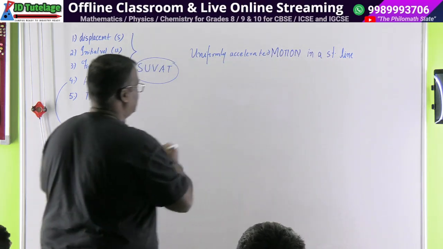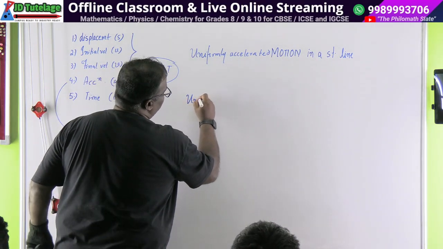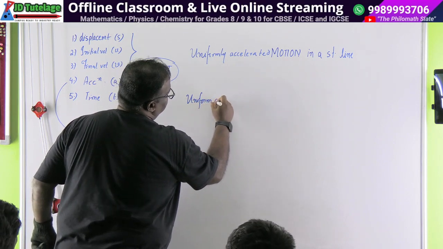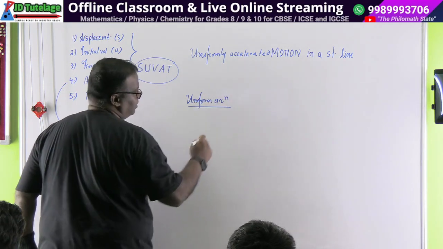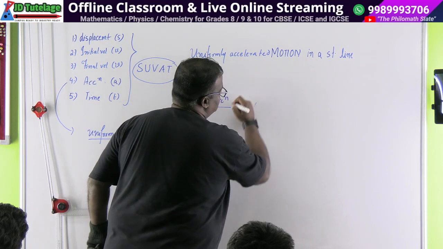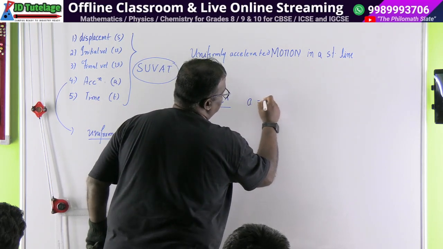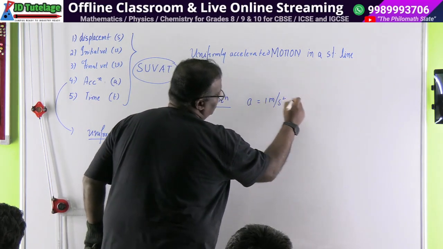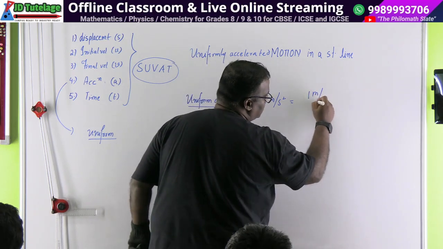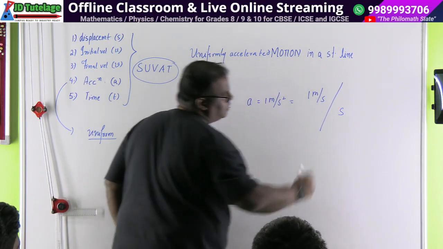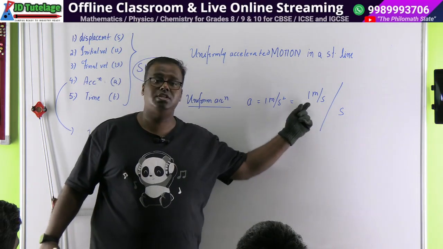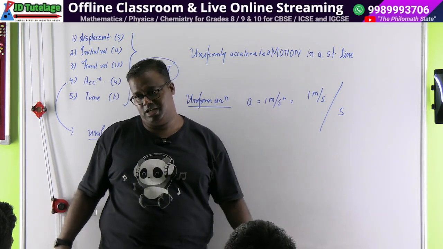Uniform acceleration, now see. Again a very stylish thing. Let's say my uniform acceleration A is 1 meter per second square. How do I read it? 1 meter per second, per second. The velocity will keep increasing by 1 meter per second every second.